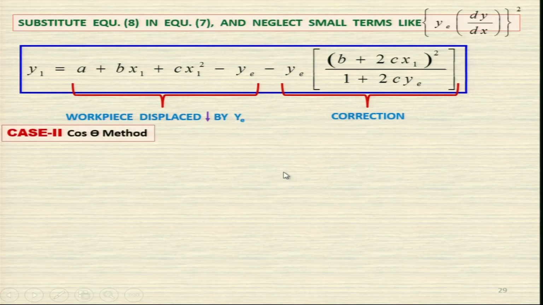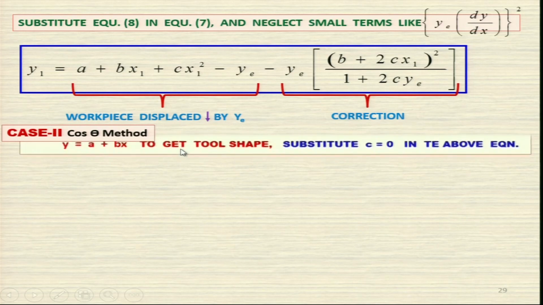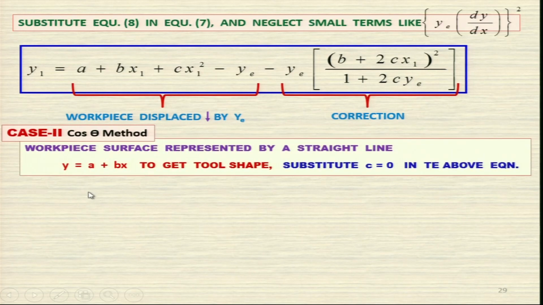Now, the cos theta method for case 2, this was for zero feed rate, please note it, and this cos theta method is for finite feed rate. The workpiece surface is represented by a straight line, y equal to a plus b x, sorry, this is for a straight line case, not finite feed rate. This is for a straight line. To get the tool shape, substitute c is equal to 0 in the above equation. So, this becomes a straight line equation.